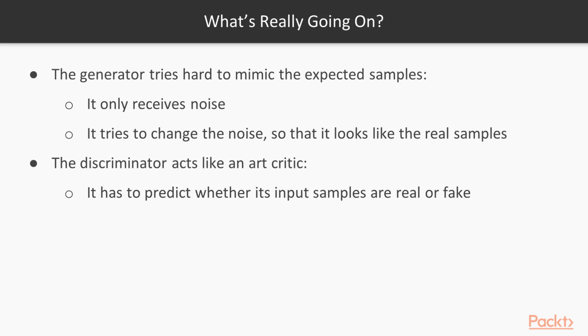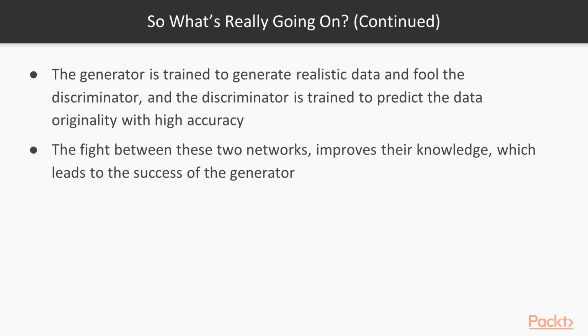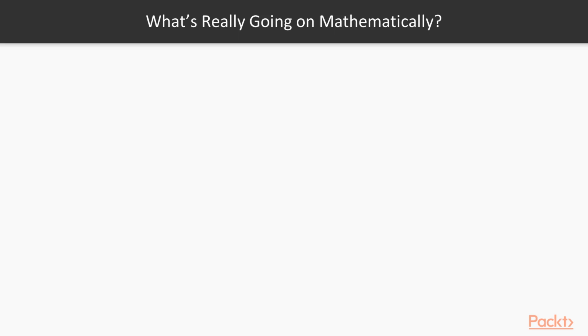It has to predict whether its input samples are real or fake, like a critic. The generator is trained to generate realistic data and fool the discriminator, and the discriminator is trained to predict the data originality with high accuracy. The fight between these two networks improves their knowledge, which leads to the success of the generator. So let's see what is going on mathematically.